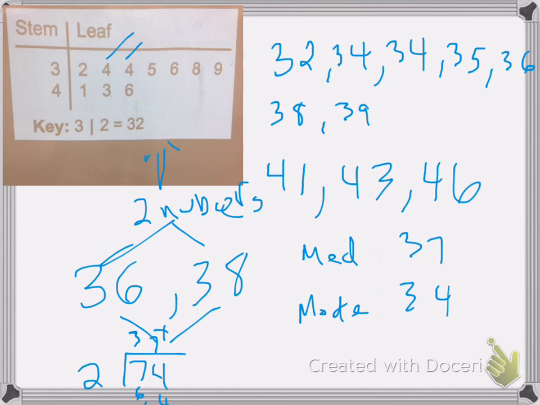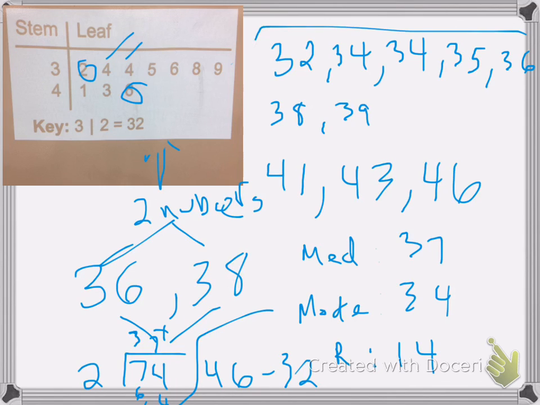And then the range is from 46 to 32. So you take 46 and subtract 32 from that to get your range. In this case, your range is 14. If you wanted to find the mean, you could find the mean of a stem and leaf plot. You would just have to add up all these numbers and divide by 1, 2, 3, 4, 5, 6, 7, 8, 9, 10. You would add them up and divide by 10.